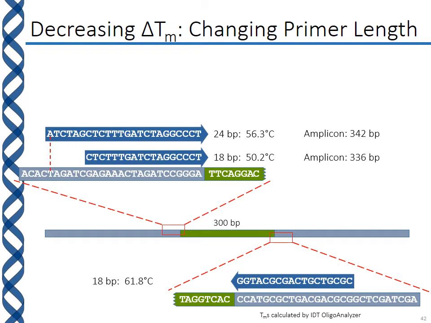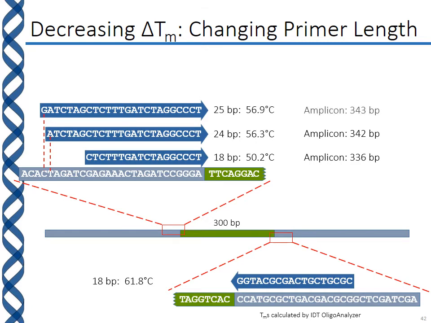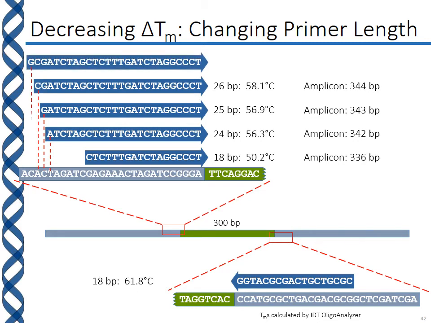So this TM is certainly more compatible with that of the reverse primer in this situation. So let's go out just one base pair further. Now we're looking at 25 base pairs and a TM of 56.9. One base pair further increases it even more. And then once we get to, in this case, 27 base pairs, we're looking at a TM of 60.7 degrees, and that's just about 1 degree difference from the reverse primer.